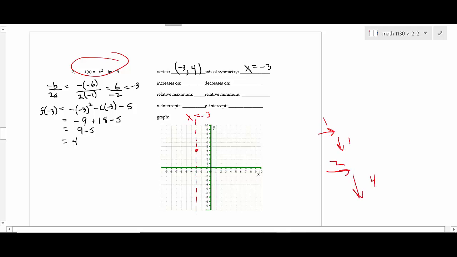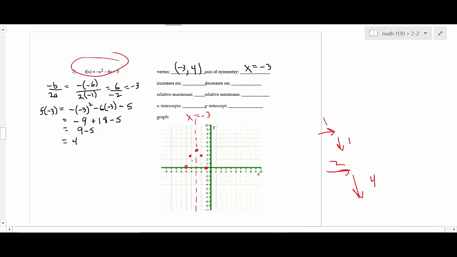So let's just get a couple of points. Just 2 is good enough. I'm going to go over 1, down 1, and then over 2, down 4. And then you can get those symmetrical points like that. So that's about 5 points on your parabola.